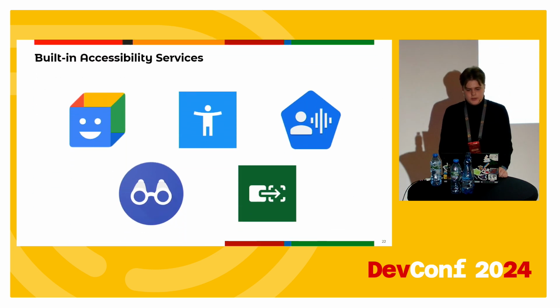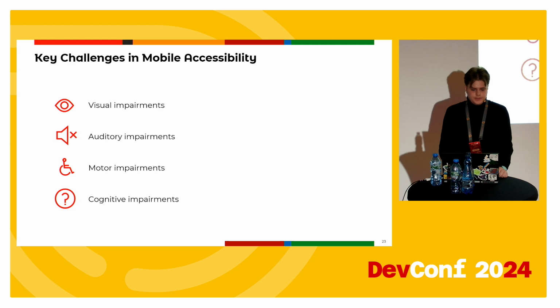To make this possible, platforms like Android offer built-in accessibility services such as TalkBack, Switch Access, and Voice Access. These tools serve as essential plugins that empower users with disabilities to navigate and interact with their devices effectively. Through tools like screen readers, adaptive keyboards, and voice inputs, people with disabilities can engage more independently with technology in ways tailored to their specific needs.